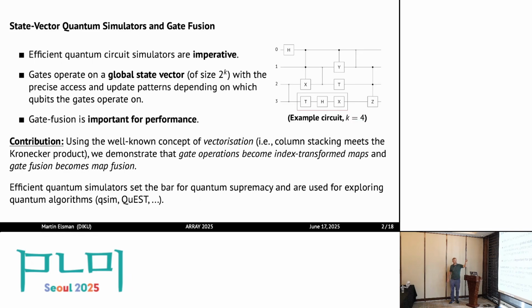What you'll see in these imperative simulators is that the precise access and update patterns used to implement them are quite advanced, and they work by using various bit operations to compute the addresses inside the state vector. And it turns out that the notion of gate fusion is quite important for performance.